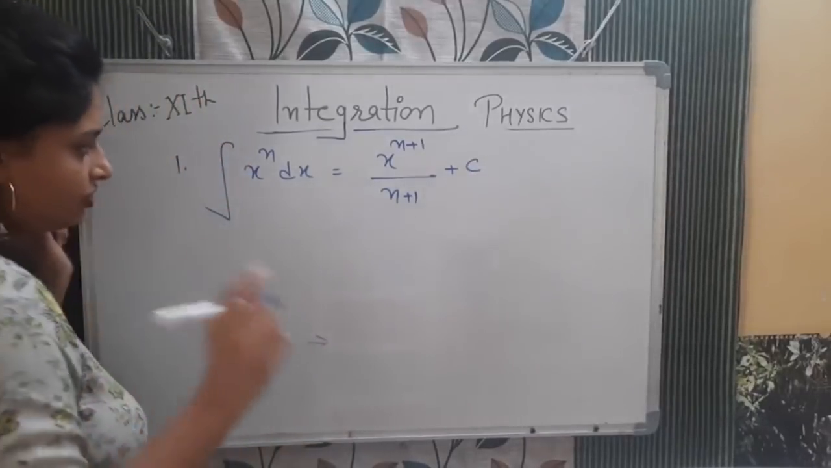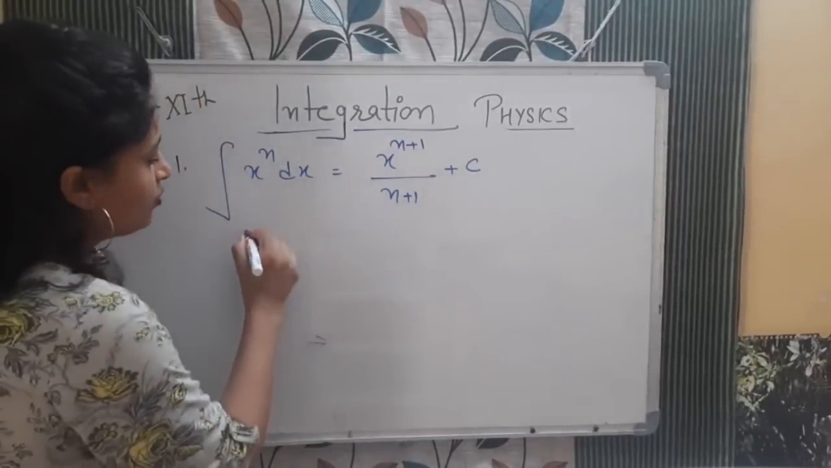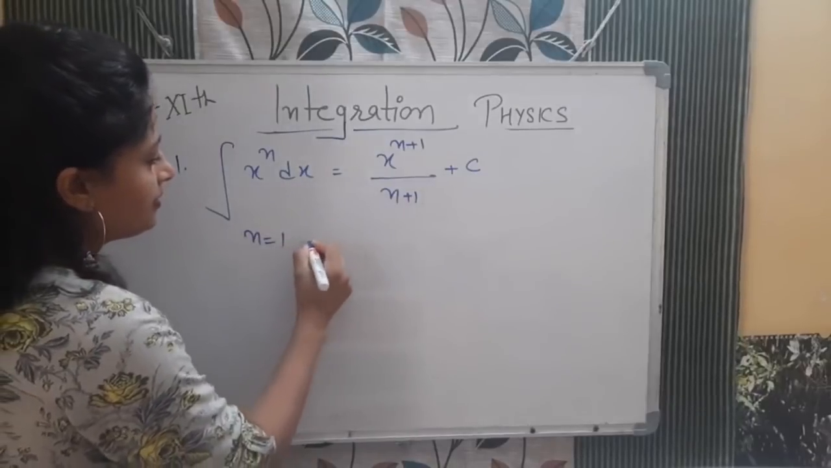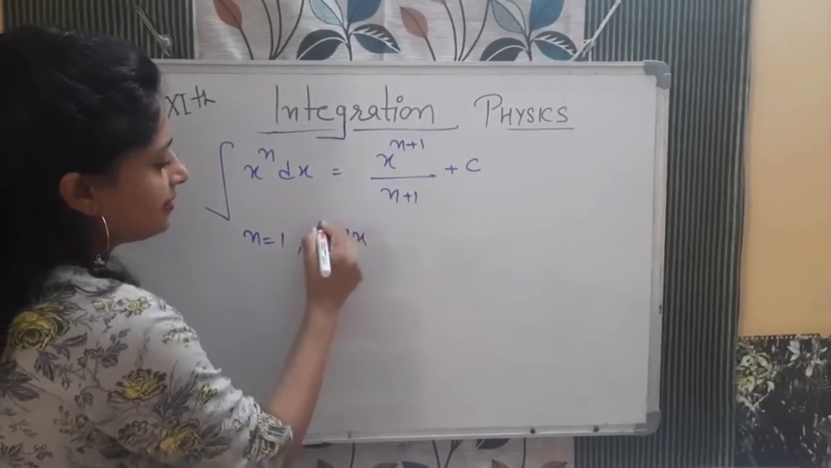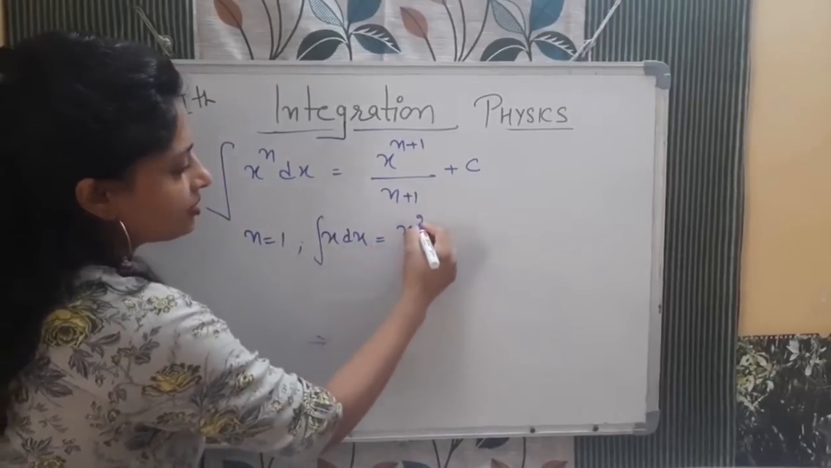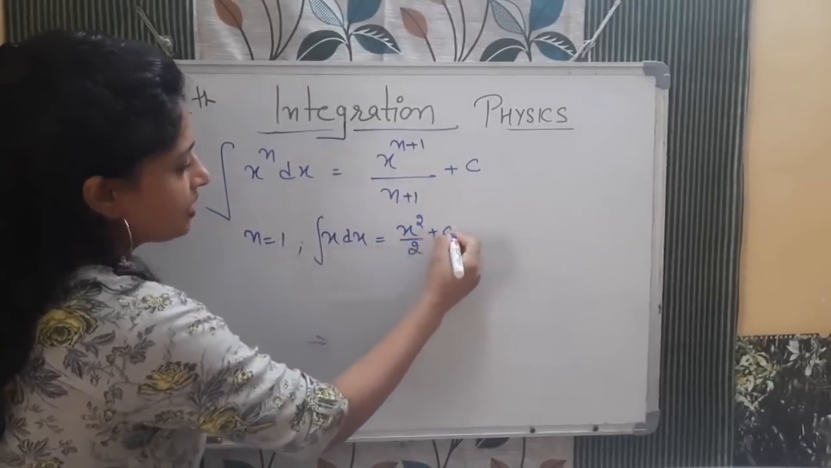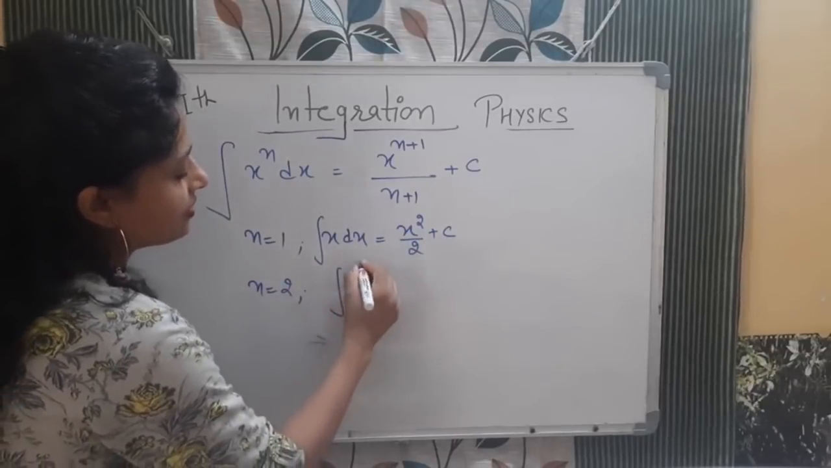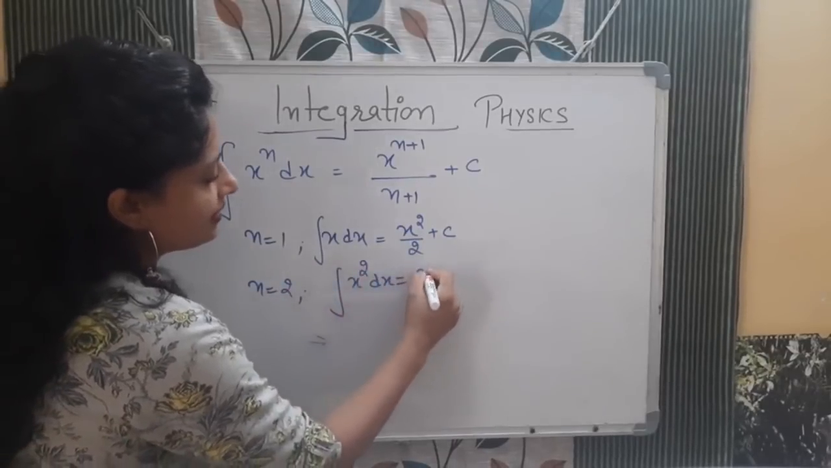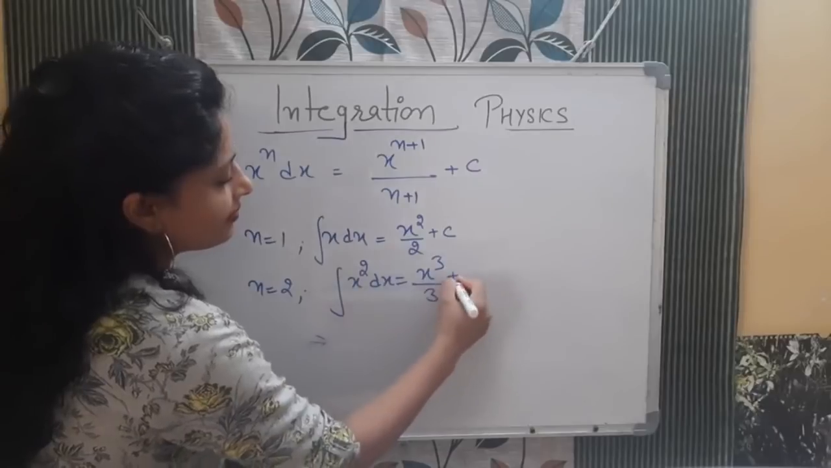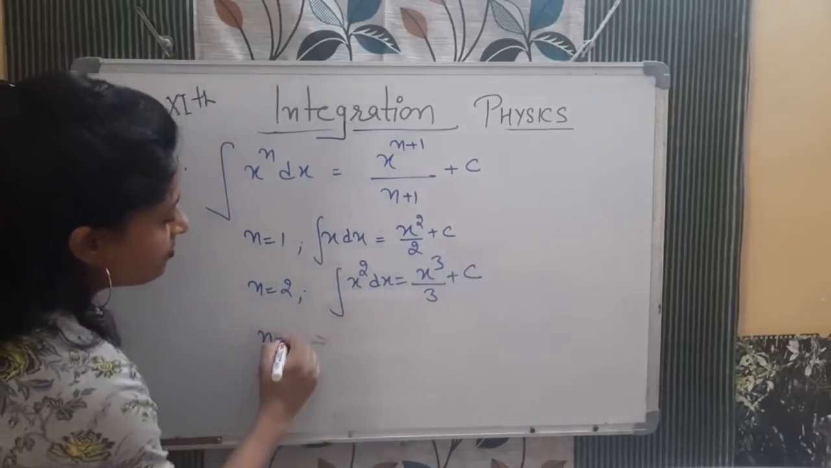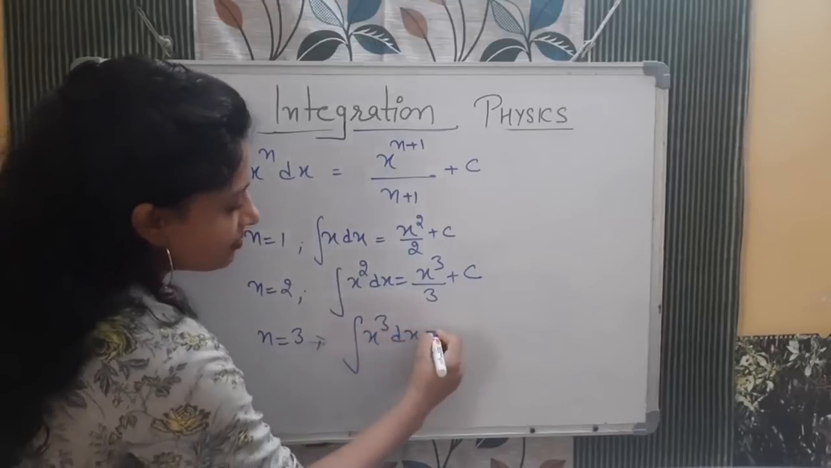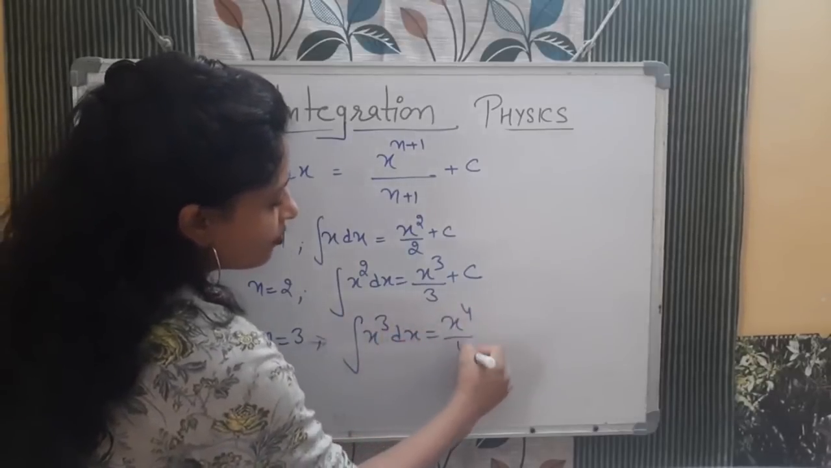But there is one condition, child. If you put n is equal to 1, what will happen? It will be x dx integration. The answer will be x raised to the power 2 by 2 plus c. Now if I say 2, what will happen? x square dx. Then what you will do? Increase the power and divide, plus c. Then n raised to the power 3. So what will happen? x raised to the power 3 dx. It will be x raised to the power 4 by 4 plus c.